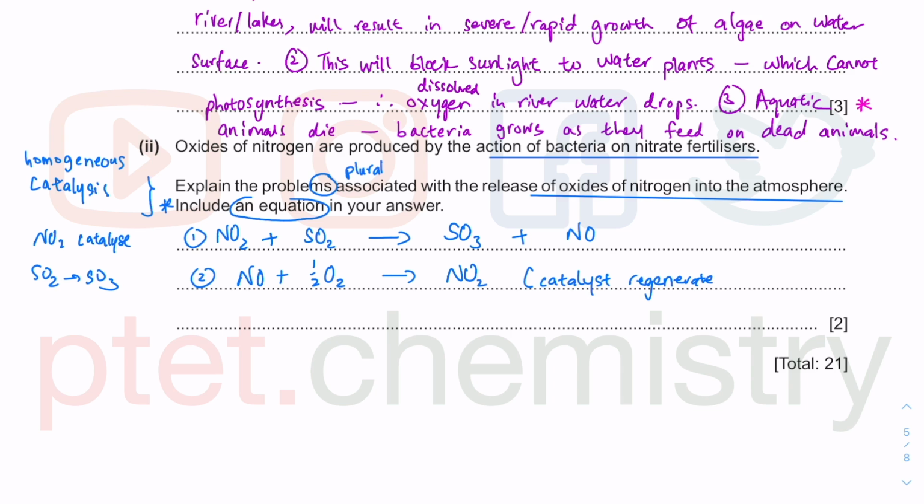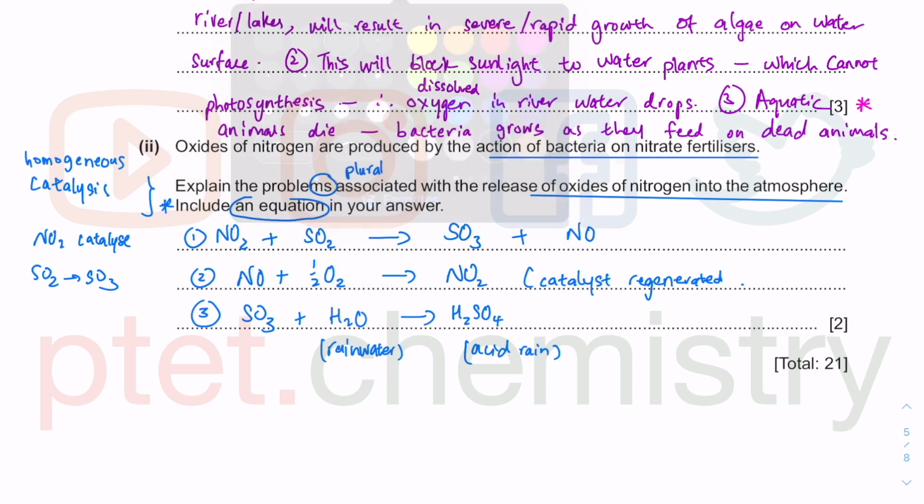I know they say include an equation, but they don't say include the equation, so that means you can write more than one equation. These are the three general equations that go together, especially when you want to talk about the formation of acid rain as catalyzed by NO2. So this SO3 plus your rainwater is going to give you your acid rain, which is H2SO4. Having said that, what is the danger of this oxide of nitrogen?